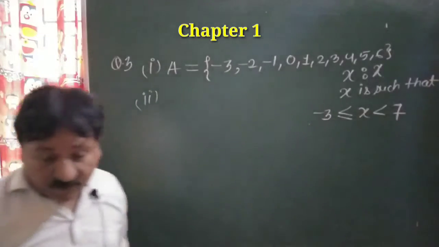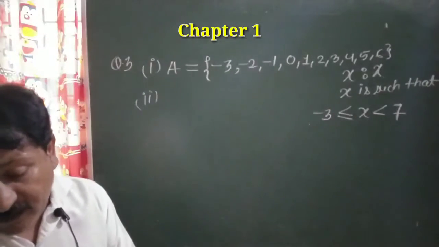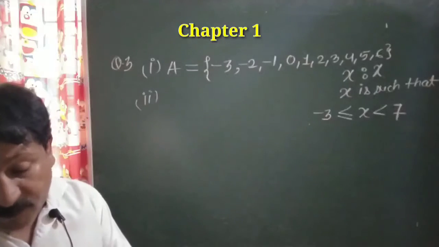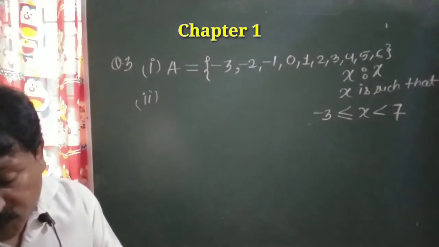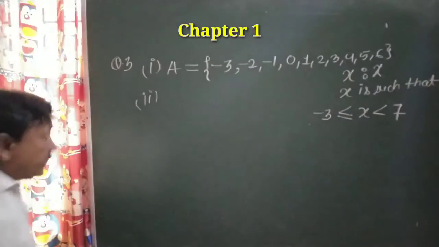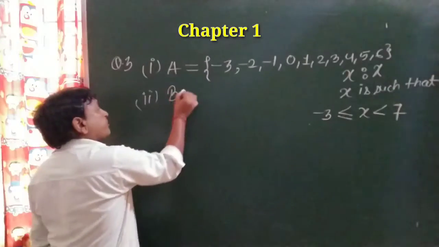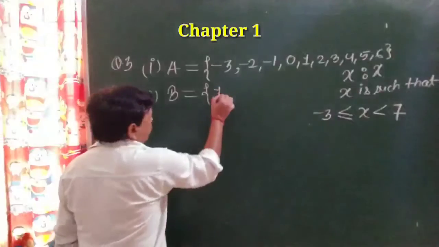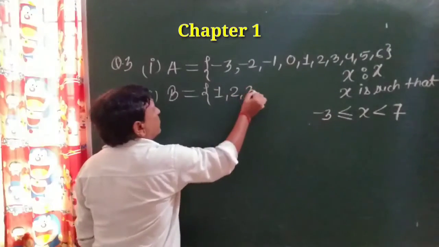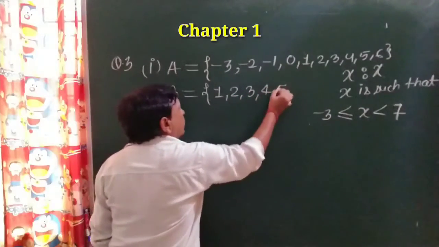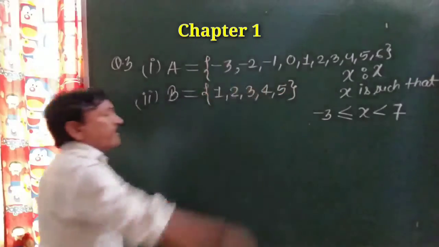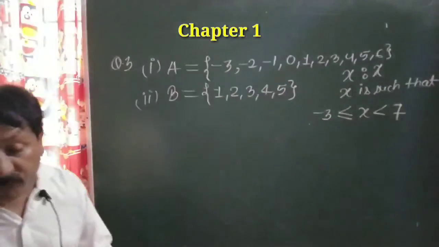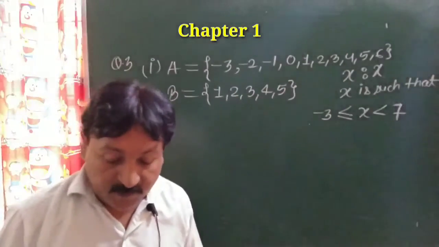Okay, now see part second. In part second it is saying x is such that x is a natural number. Keep this in mind: x is a natural number less than 6. So we all know natural numbers start from 1. So 1 will come, 2 will come, 3 will come, 4 will come, 5 will come, because we have to take natural numbers less than 6.